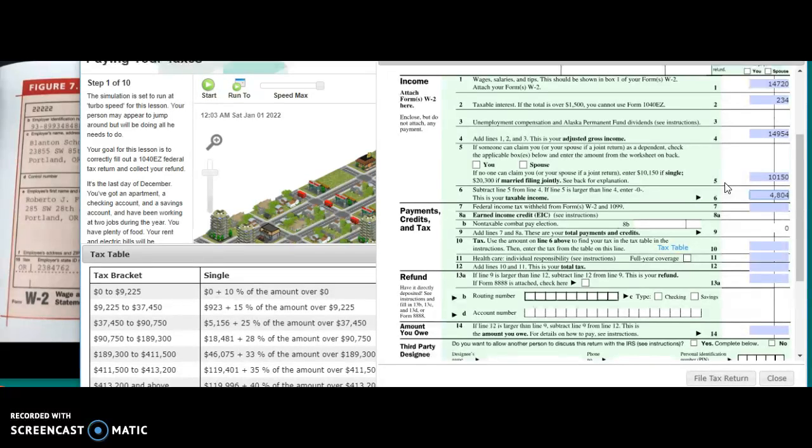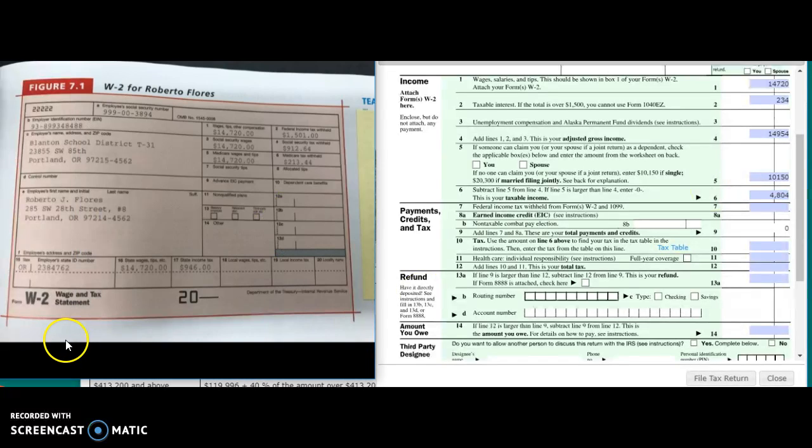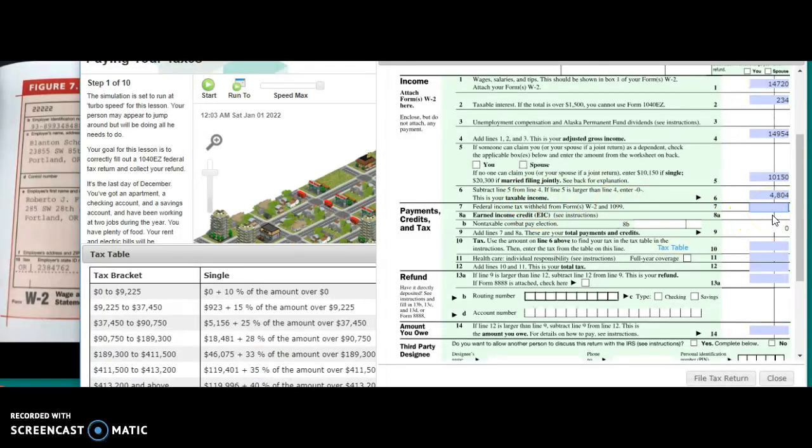Number 7 is asking for federal income tax withheld from forms on the W-2 and 1099. So let's go back to that W-2 form. And our federal income tax withheld is here in box 2, $1,501. We do not have any federal income tax withheld on our 1099. So we're just going to put in our $1,501 here. All right, notice number 9 automatically calculates there for us.